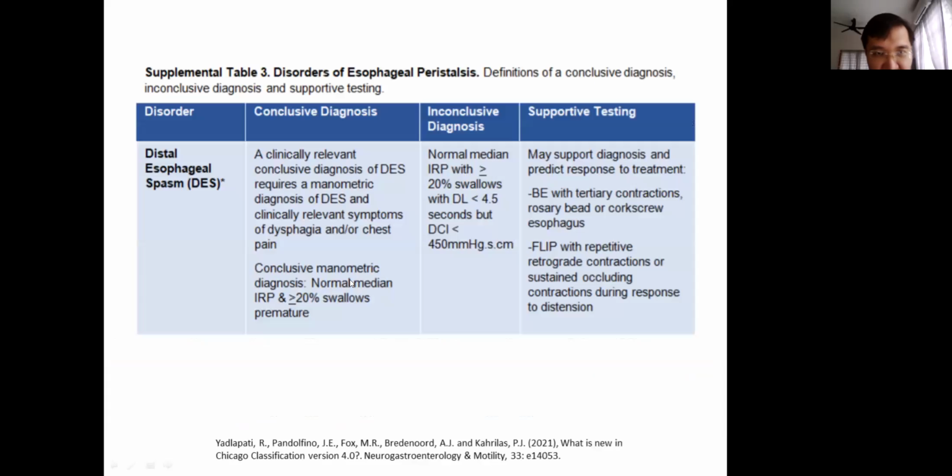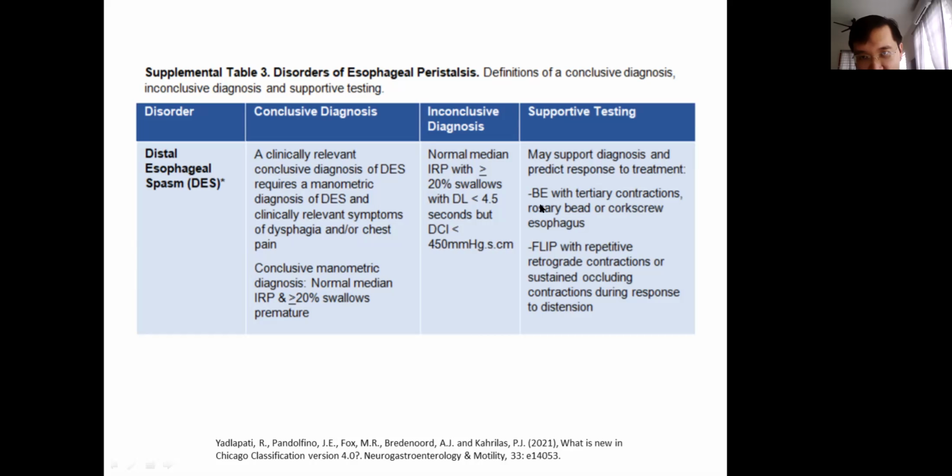So conclusive means basically you have all the criteria listed here, right? Median IRP normal, more than 20% swallows premature, meaning spastic. What can happen sometimes in inconclusive situations is if you have a normal IRP, but 20% swallows with shorter distal latency, but also on top of that, the DCI is also reduced. So sometimes that can make you think of whether it's IEM as well, right, present here.